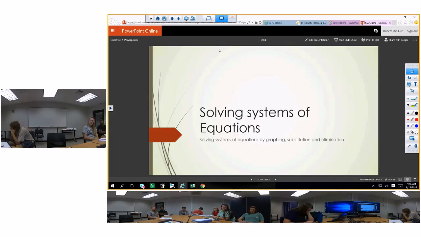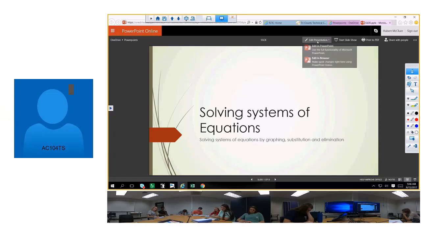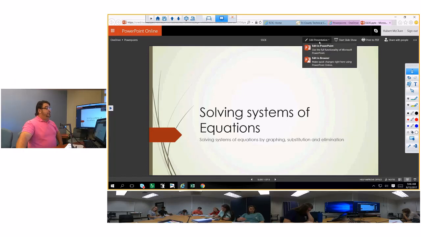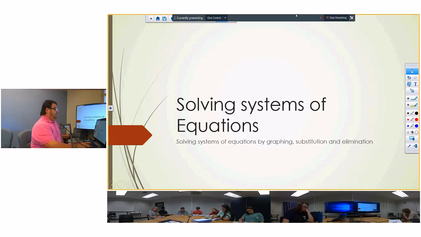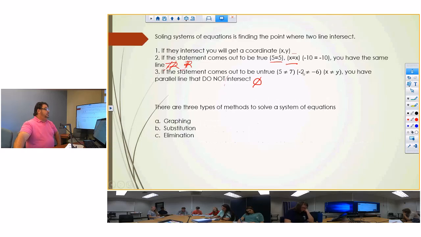All right, here's the solving systems of equations. It'll be pretty quick, but we'll go over it again Monday when y'all come back. All right. There's three types that are basically used for solving systems of equations. The first type is finding the point where two lines intersect.